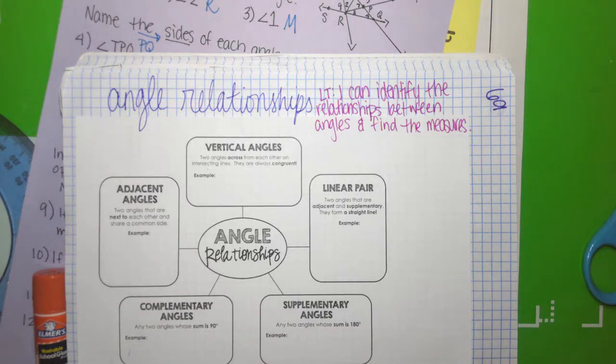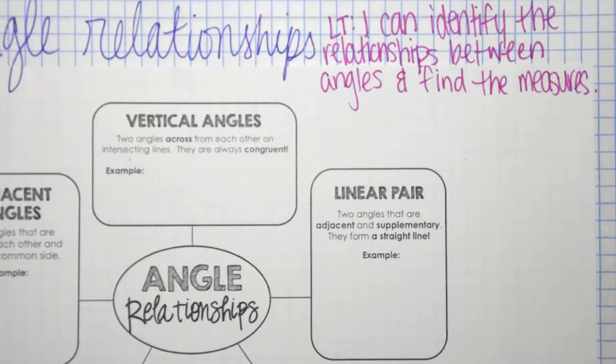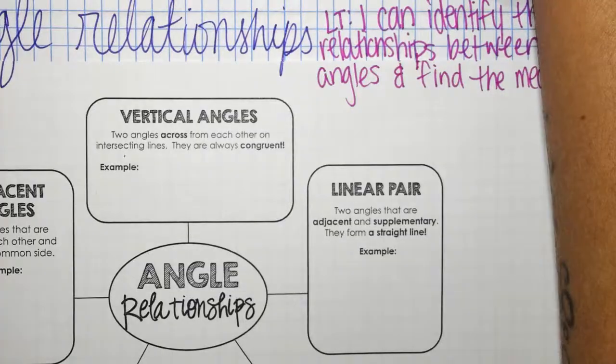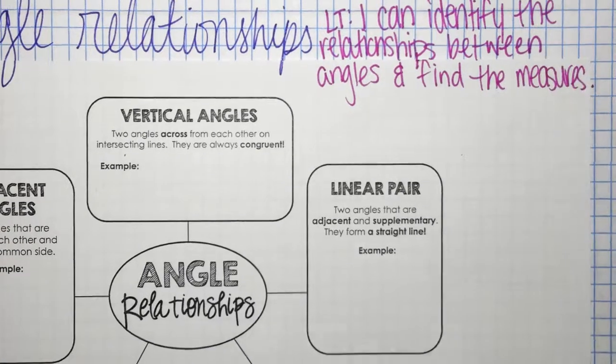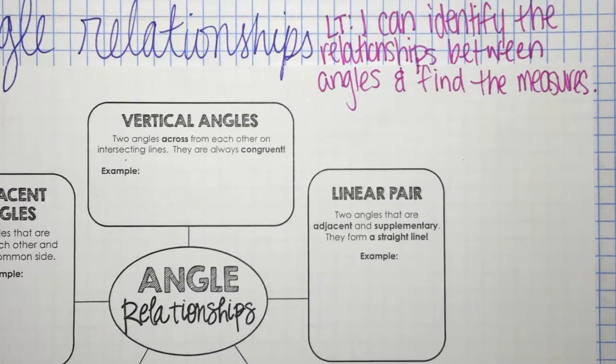Going to draw examples. And based on those examples, we're going to figure out how they compare, how they work together, if we can find missing pieces based on that information. Are we ready? Okay, so the first one that we're going to talk about is vertical angles.